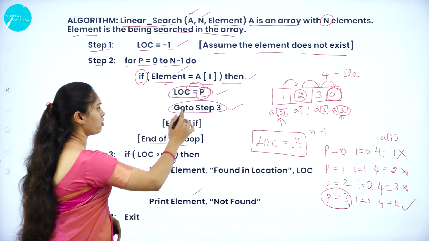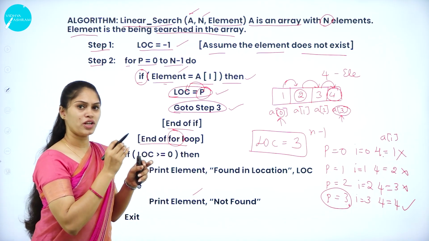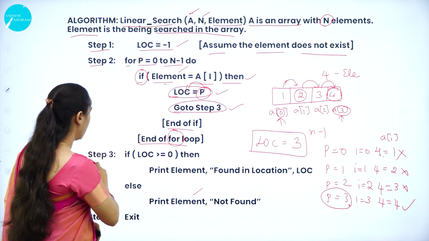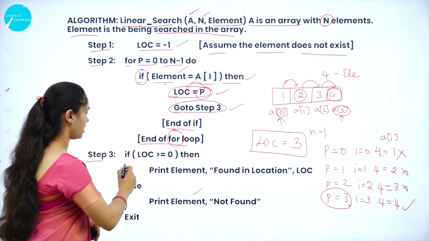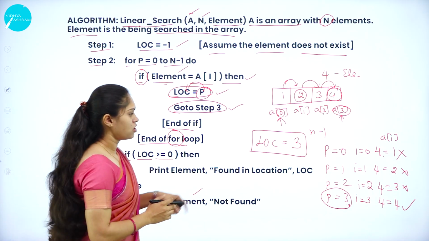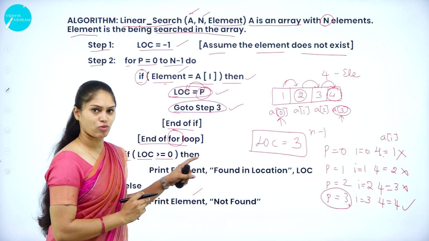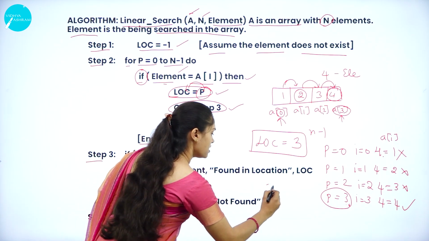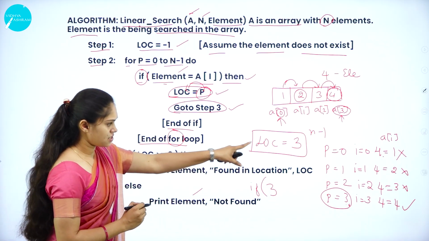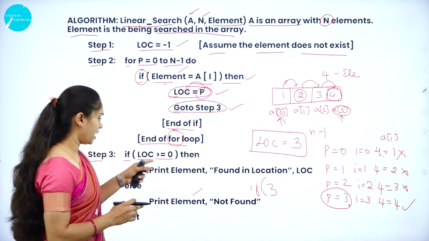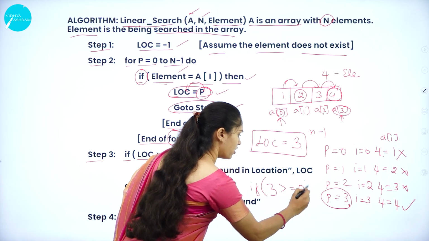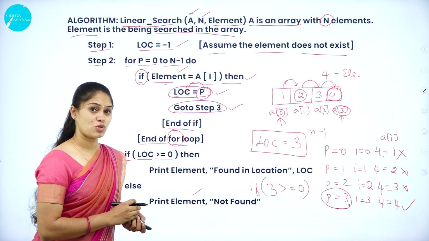If I found this element, at that time I am going to copy the position to location and I will come here to step 3. I am going to check if location is greater than or equal to 0. We know the value of location. What is the value of location? That is 3. I am checking whether 3 is greater than or equal to 0. Is it true or false?